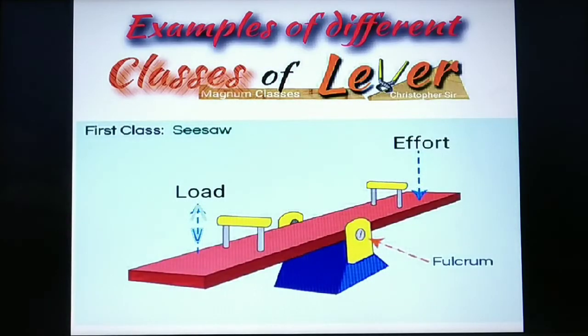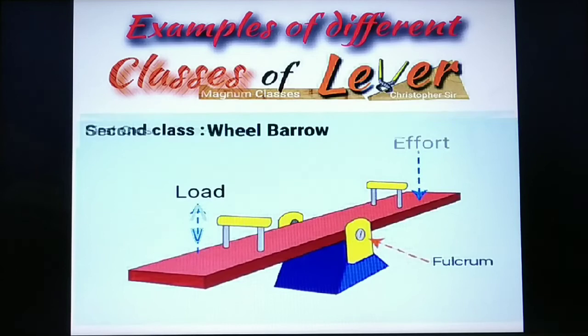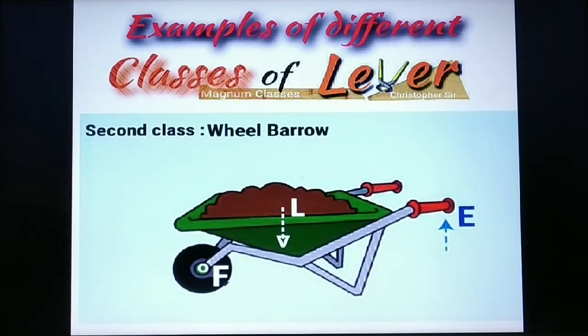Now we come to examples of different classes of lever. First class lever, a very good example is a seesaw. You can see one side we can consider the load, other side effort and fulcrum in between. Example of second class is a wheelbarrow. You can see the load is in between, the force is acting downwards, force applied by load, and effort is acting upwards on the handle. Fulcrum is at the wheel.